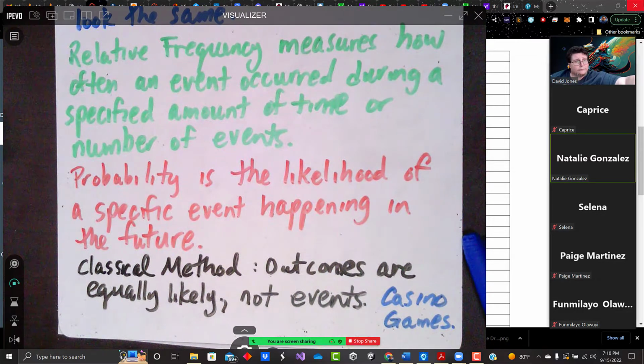Could you give an example of a classical method? Because I'm kind of not understanding it.